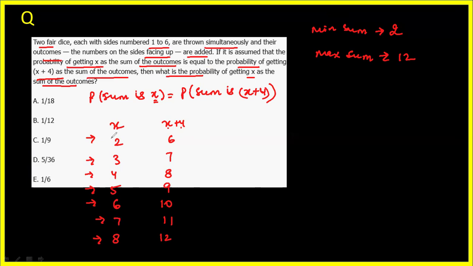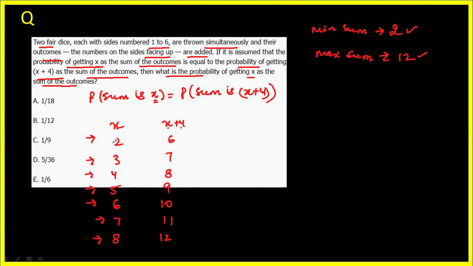Now, those are the possibilities, or all these cases are listed here. It can't be any other case. Why? Because the minimum sum possible is 2, and the maximum sum possible is 12, which we understood here. It can't be less than 2 or greater than 12. Makes sense, right? So these are the possible cases, and we have to find a case wherein the sum x is equal to the sum x plus 4.